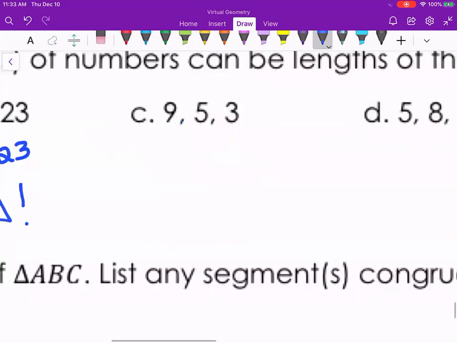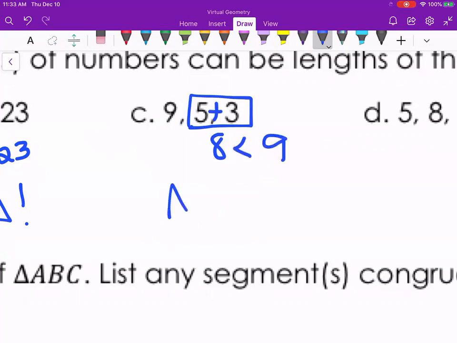Letter C. Again, find the 2 smaller. They don't always come in the first 2. 5 and 3 are my smaller. That makes 8. 8 is less than 9. No triangle.